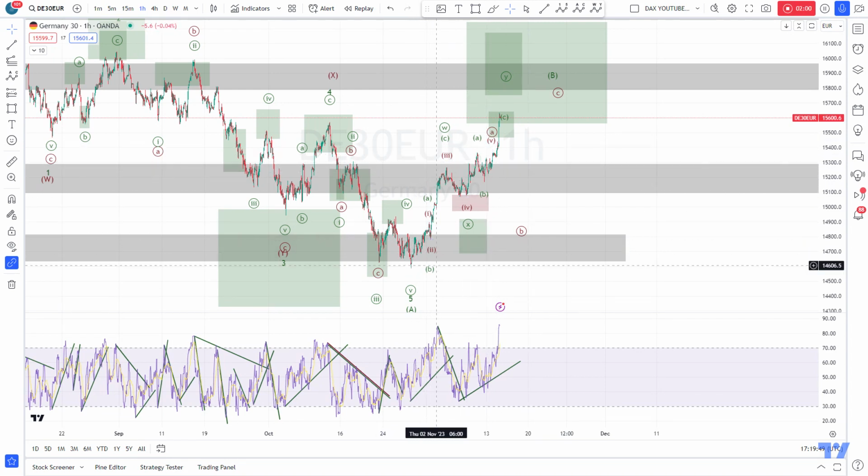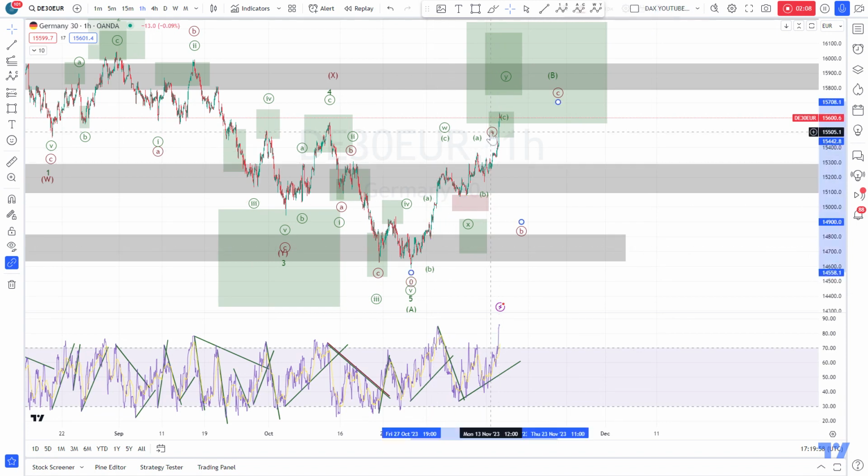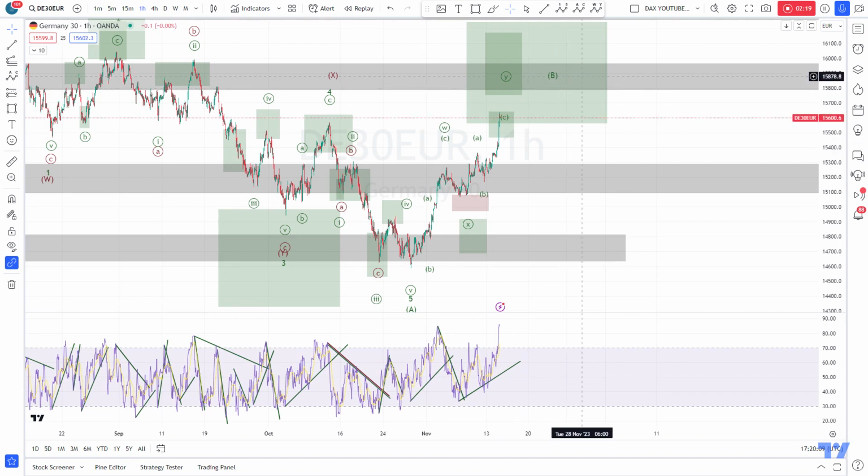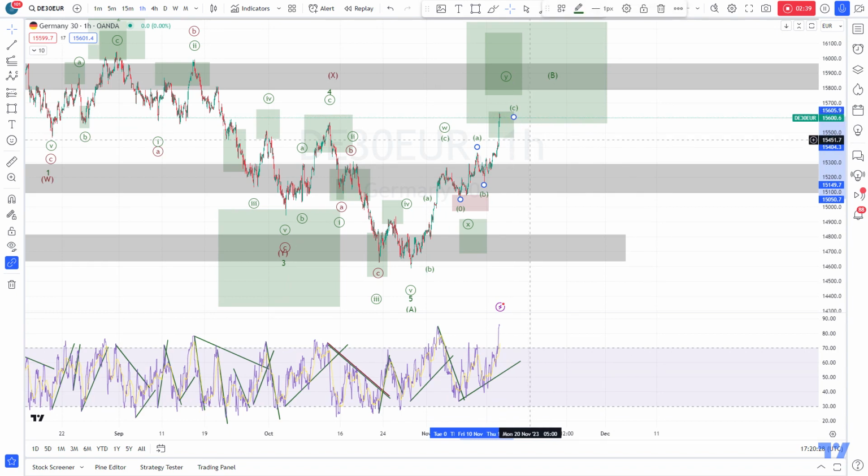So we no longer have the impulse here as indicated in red. I can take this off. Now if we are doing a corrective structure up, so the B wave, then I think we should mainly look at the structure as indicated now on the chart, the WXY structure, with the wave Y playing out, in my opinion, as an A, B, C.